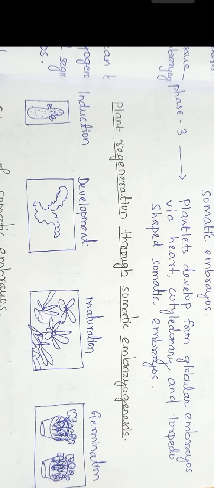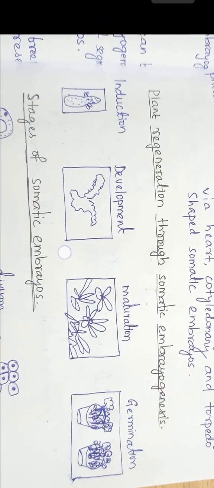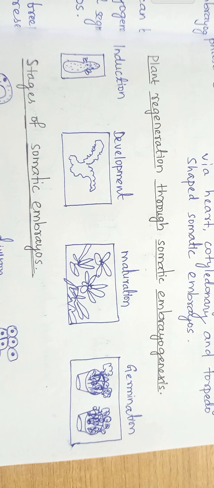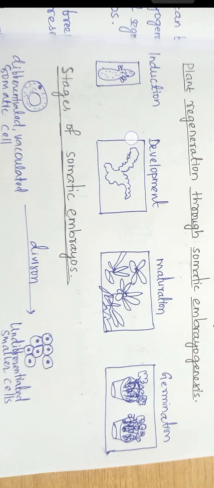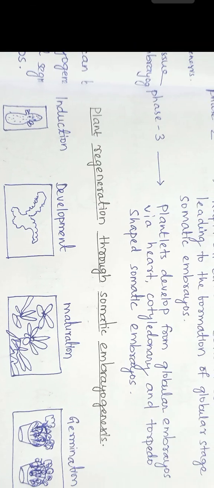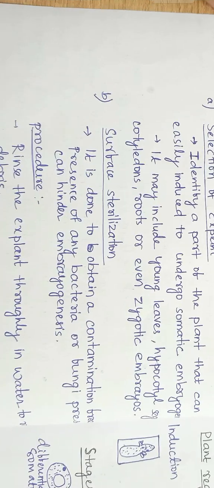Okay, where did we stop last time? Yes, this was it. Now let us see what the different steps of somatic embryogenesis are. There are basically 4 steps of somatic embryogenesis. 1, induction. 2nd, development. 3rd, maturation. 4th, germination. So let us see one by one what is in the induction phase.